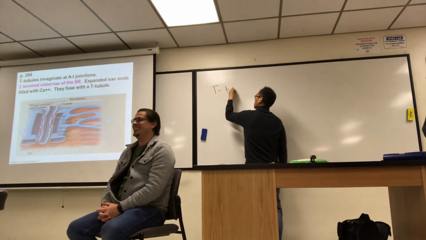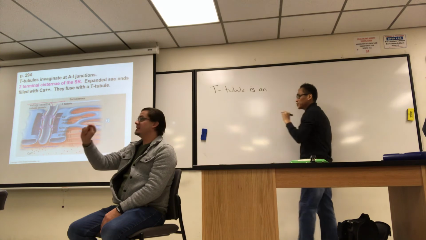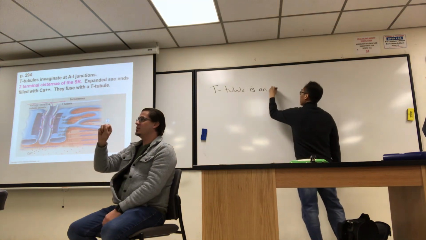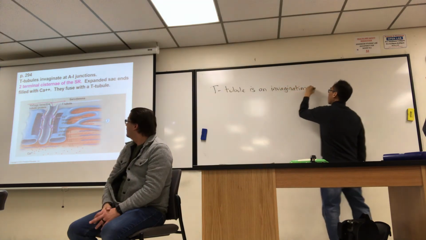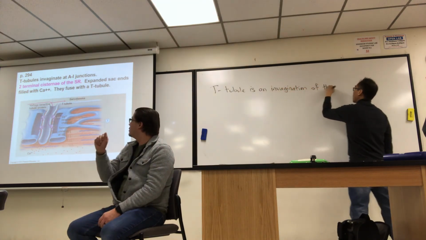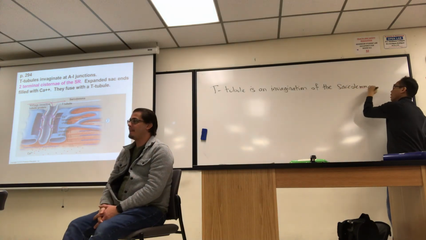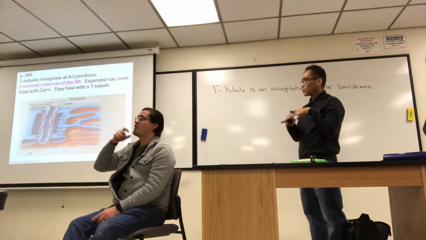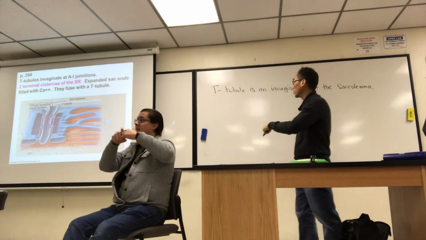The T-tubule is an invagination of the sarcolemma. The nerve impulse first travels along the surface of the sarcolemma, then deep into the T-tubule.